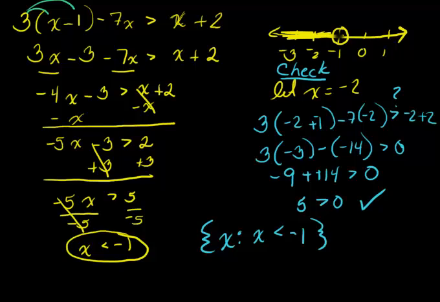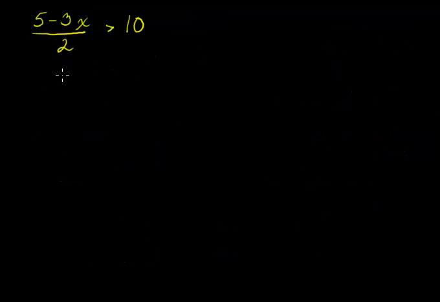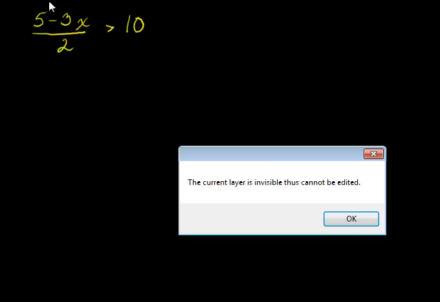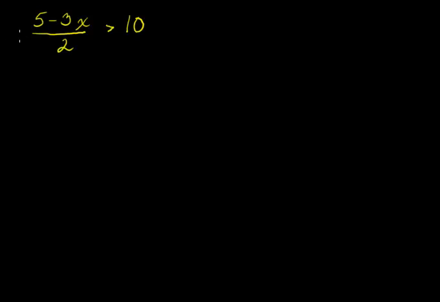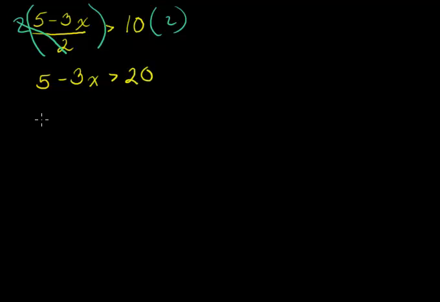Alright, and then let's look at one other one. Here we have a fraction. So in order to get rid of this fraction, we need to multiply the entire equation or the entire inequality by 2. So this is actually our multiplication property of inequality because we're doing it on both sides. When we do that, we get 5 minus 3x is greater than 20.